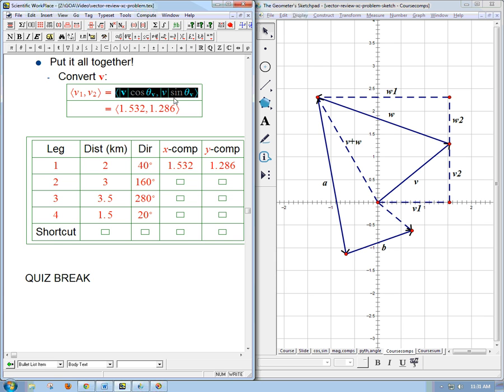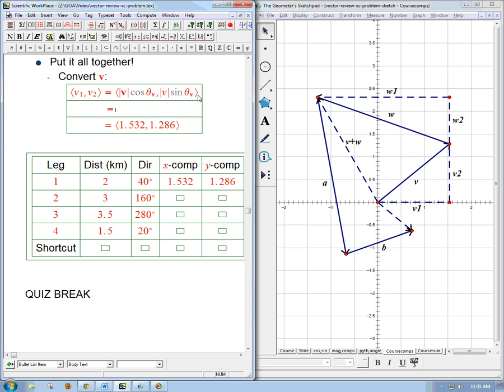Let me actually just write that out, make it real clear. So magnitude of v, which is just going to be 2, and then cosine of 40 degrees. That's the calculation that I'm doing. And then 2 sine 40 degrees. And that just turns out to be 1.5-ish and 1.2 or 1.3-ish. So there, I've made the table bigger. I'm making two new columns for the x component of each vector and the y component of each vector.